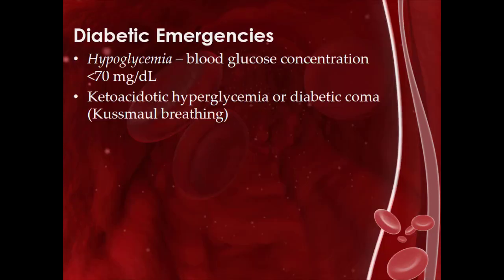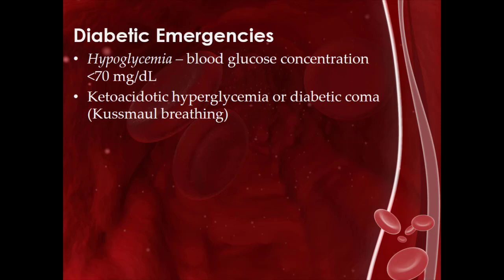The two diabetic emergencies that you may encounter in the dental hygiene clinic would be hypoglycemia, which is when the blood glucose concentration drops below 70. The patients will start to feel kind of clammy and weak, maybe a little shaky and dizzy. Typically, they feel this coming on and can warn you. You would want to stop all treatment, and this is when you would need the glucose gel or glucagon like we just described in the previous slides.